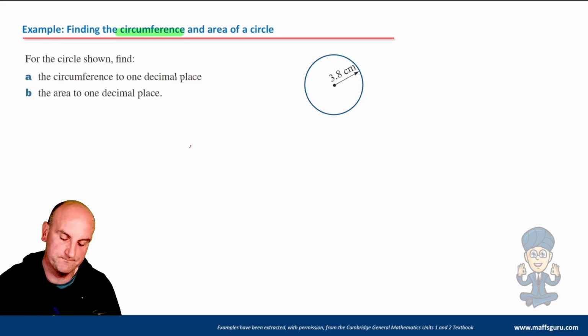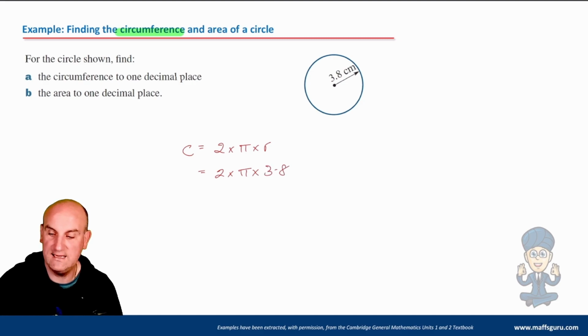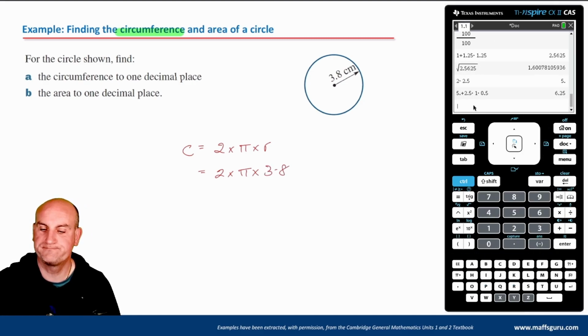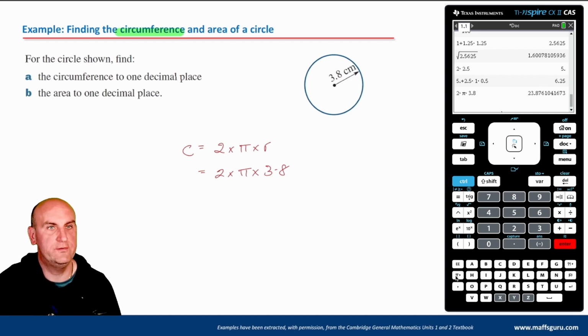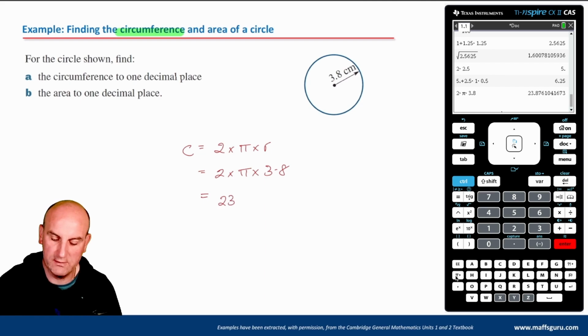Well, circumference is given by 2 times pi times the radius. 2 times pi. Do I know the radius? It's 3.8. Fire up the calculator: 2 times pi times my radius. What did it say my radius was? 3.8. Hit enter, and it wants it to 1 decimal place. So my circumference is 23 point, what did it say? 1 decimal place, 0.9.